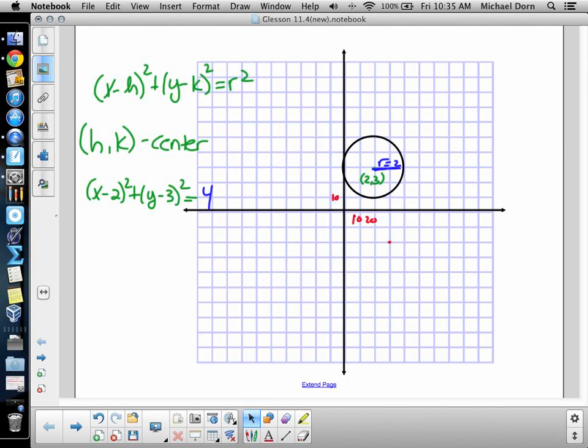But that's how we do it. We've got to find the center and the radius and just use the form of the equation. But again, you're going to have to memorize that form of the equation. You have to know that and what h, k, and r represent. That's what we spent the entire day yesterday working on.